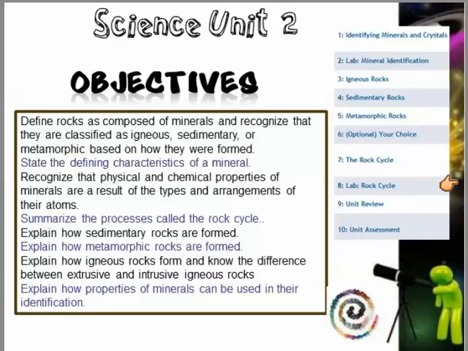So again, you want to make sure that as you go through this unit that you read each lesson and you take notes on each lesson. Once you have done that and you've read over your notes, then you should be ready to do that unit review and take your unit assessment.